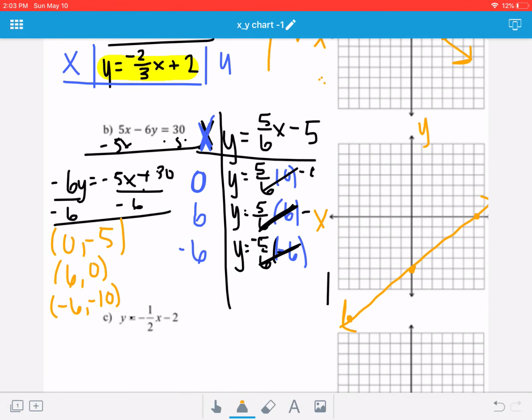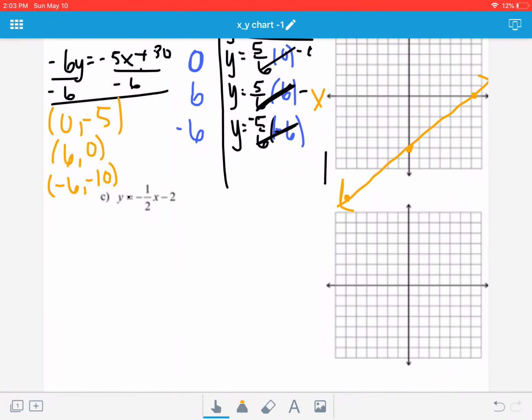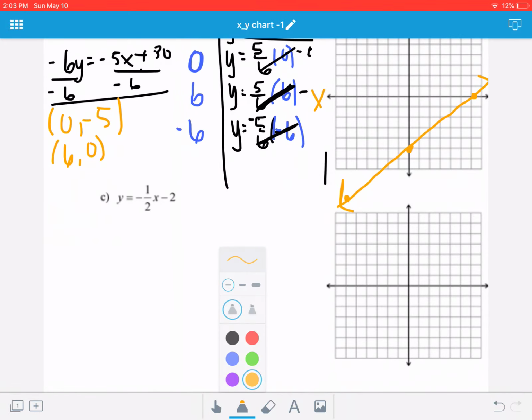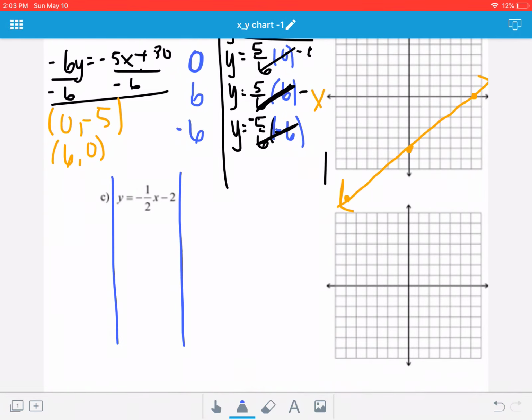Cool. Great. Last one. Again, if you want to pause and try it on your own, super. If not, I'm going to get going here. This one is already solved for y for us, so this would not be in standard form. This is actually slope-intercept form. Since it's already solved, I'm going to just put my little xy chart right next to it.